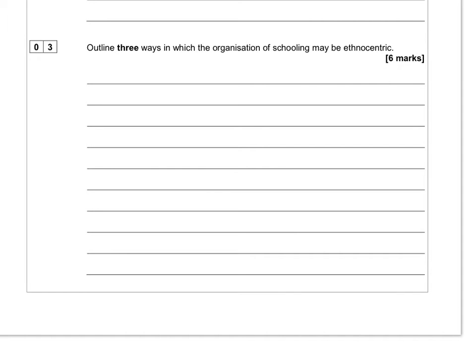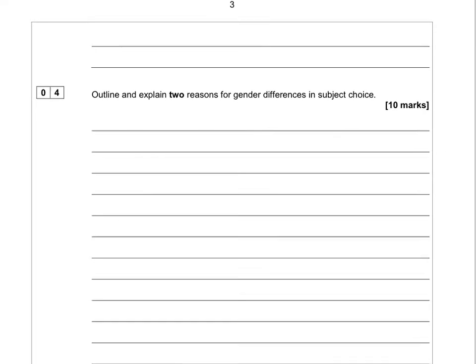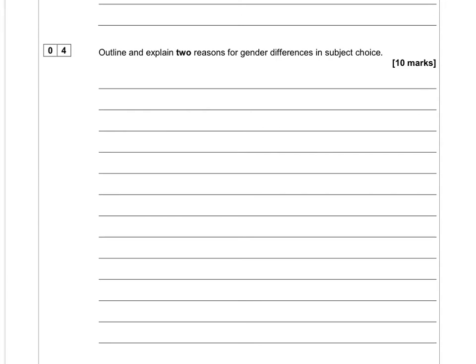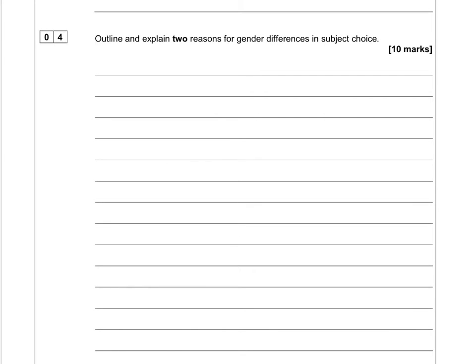If we move on to question 4. Now, this is a 10-mark question, and there's another PowerPoint on 10-mark questions, and you should hopefully have a copy of a 10-mark scheme now. This asks you to outline and explain 2 reasons, or 2 processes, or 2 ways. So in this case, it says outline and explain 2 reasons for gender differences in subject choice.